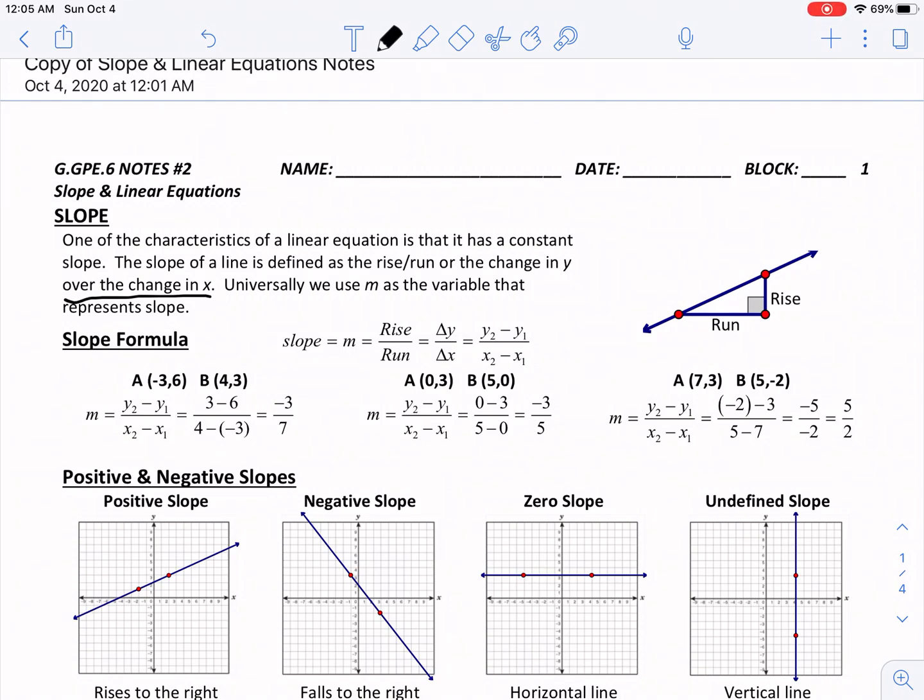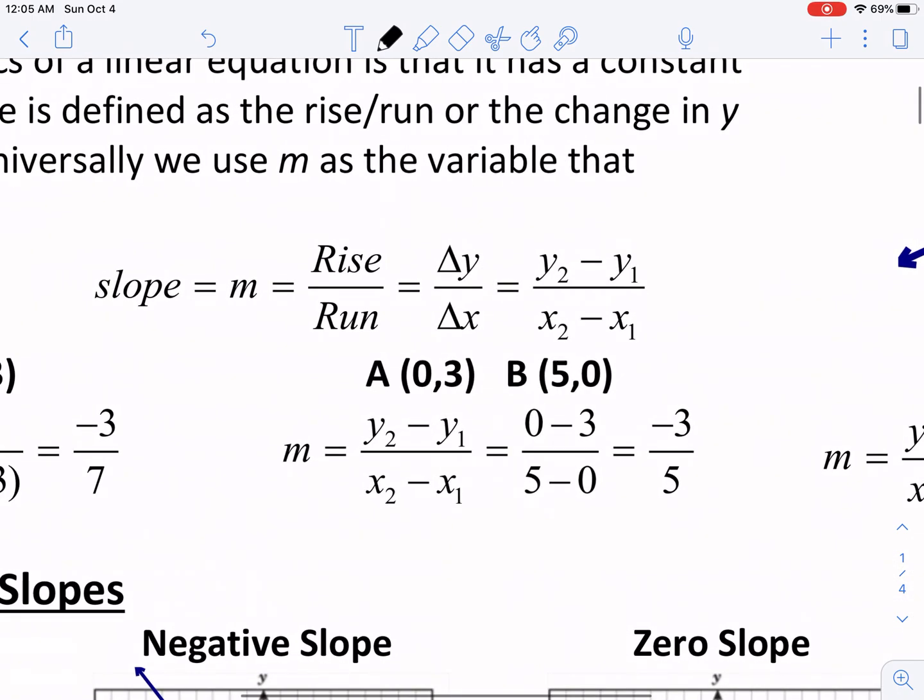Okay, so we're going to be looking at slope and linear equations. You may remember most of this back from your Algebra 1 days, but when we're talking about slope, we're really talking about the steepness of a line. And there are different ways we can represent slope. We could call it slope. Most of the time when we're talking about an equation, it's represented as m.